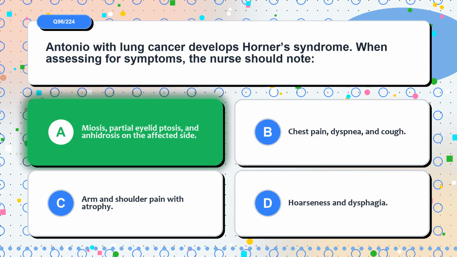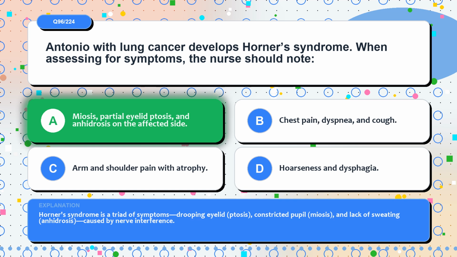The correct answer is option A. Miosis, partial eyelid ptosis, and anhidrosis on the affected side. Horner's syndrome is a triad of symptoms: drooping eyelid (ptosis), constricted pupil (miosis), and lack of sweating (anhidrosis) caused by nerve interference.